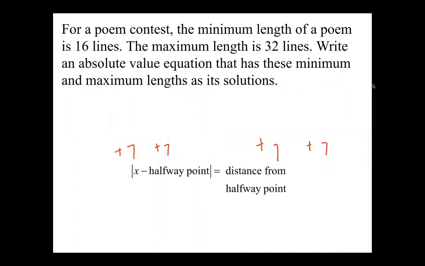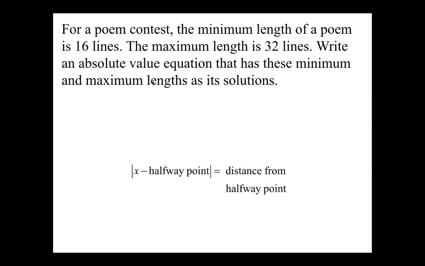Okay, let's go ahead and look at a word problem. For a poem contest, the minimum length of a poem is 16 lines. The maximum length is 32 lines. Write an absolute value equation that has these minimum and maximum lengths as its solution.